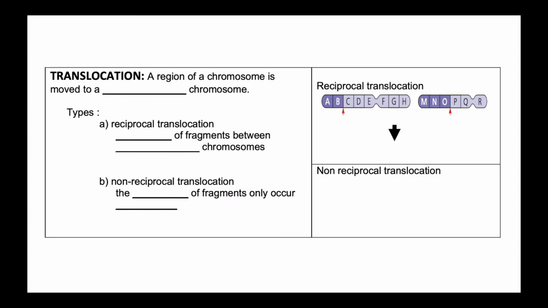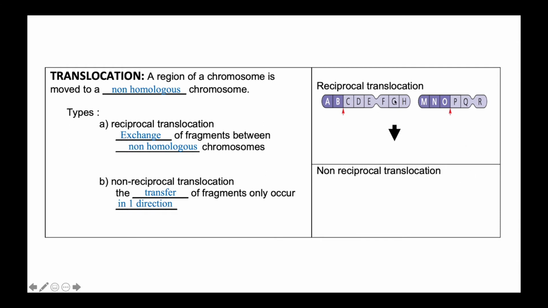Now the last type of chromosomal aberration is translocation. Translocation refers to when a region of a chromosome is moved to a non-homologous chromosome. There are two types of translocation, reciprocal translocation and non-reciprocal translocation. Reciprocal translocation refers to the exchange of fragments between non-homologous chromosomes. Non-reciprocal translocation, however, refers to the transfer of fragments that only occurs in one direction.